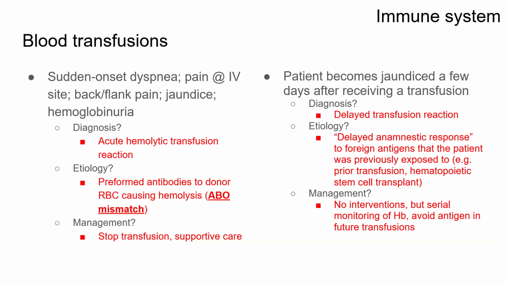On the side of caution, you could do serial monitoring of hemoglobin because it still is hemolysis, and if you're destroying red blood cells, then you can cause anemia. And then you also want to avoid whatever antigen that they were exposed to. You want to avoid that in future transfusions. But for the sake of tests, you don't have to do anything crazy for these kinds of patients.